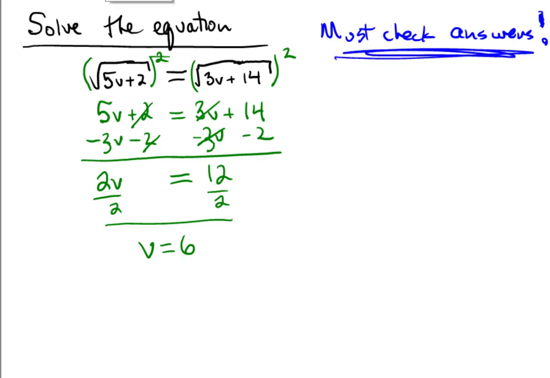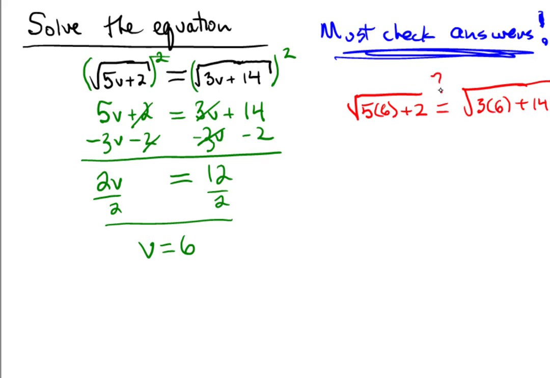So if I go back to the original problem, on the left-hand side we have a radical of 5 times v plus 2. And on the right we have a radical of 3 times v plus 14. So if I replace v with our supposed solution, 6, on the left-hand side we have 5 times 6 is 30 plus 2, so that would be a radical of 32. And on the right-hand side we have 3 times 6, which is 18. 18 plus 14 is also 32. So this is a check, and that means that yes, indeed, v equals 6 is the solution.